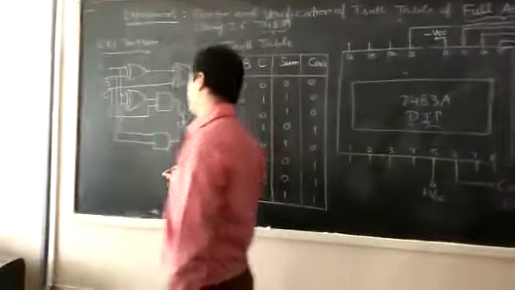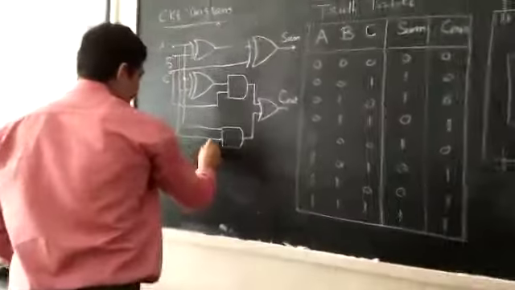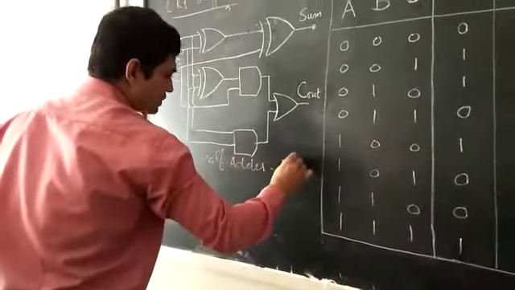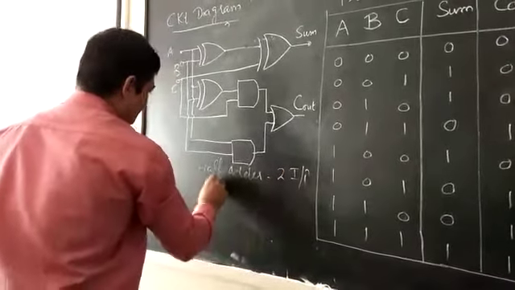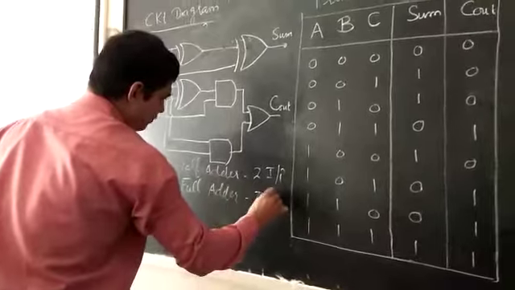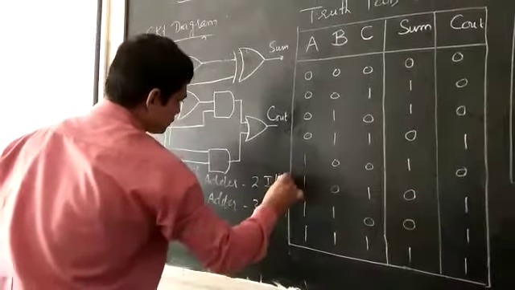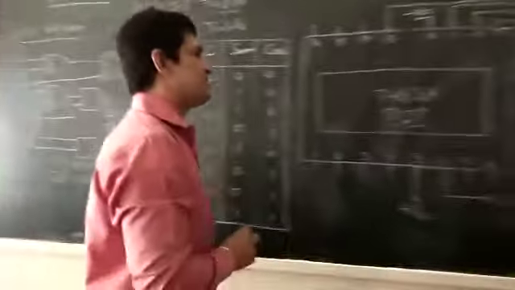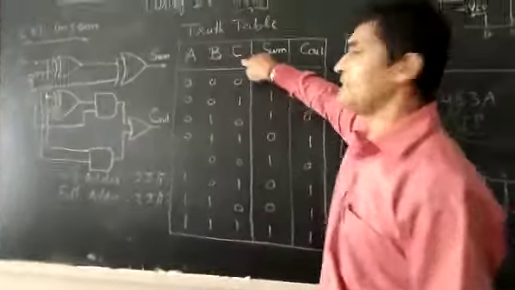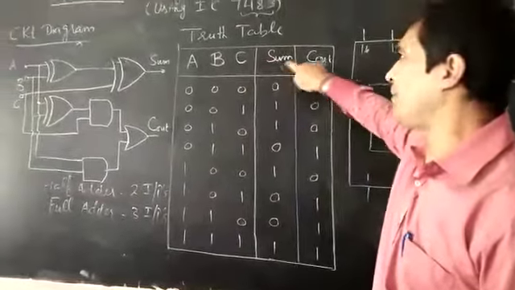In half adder there are two inputs, and in full adder there are three inputs. So this is the difference. Output will remain the same. Output will be sum and carry. Here you will see that A, B, C are the three inputs. Output is sum and carry.